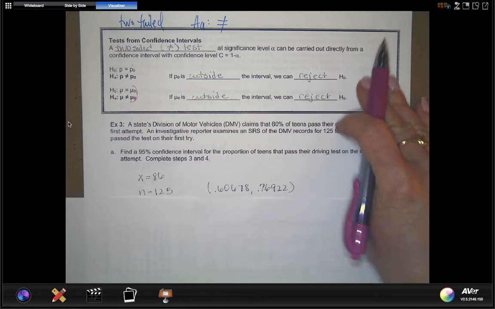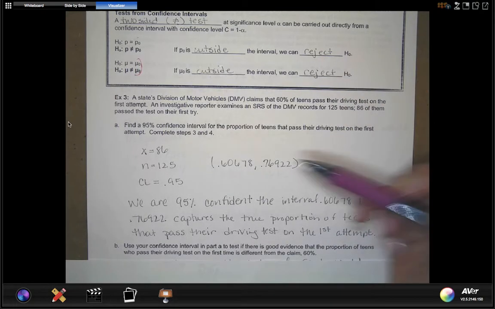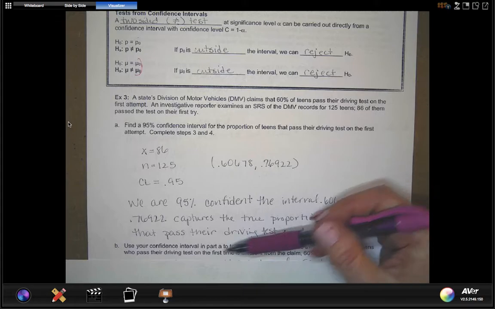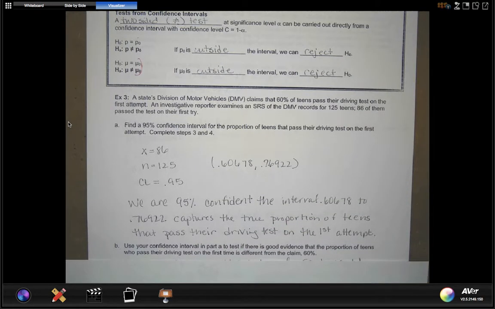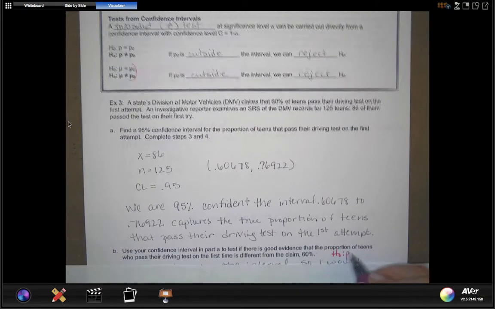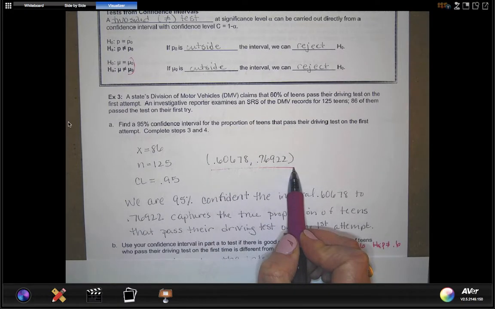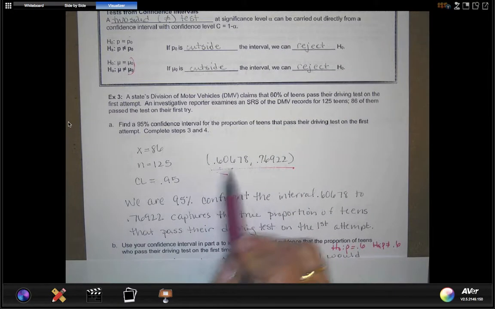So you do this problem, you get this interval. Based on the interval, is there good evidence that the proportion of teens who pass their driving test the first time is different from 0.6? So it's like I'm testing P is equal to 0.6, P is not equal to 0.6. So unfortunately, I know it's close, but 0.6 is not in that interval.